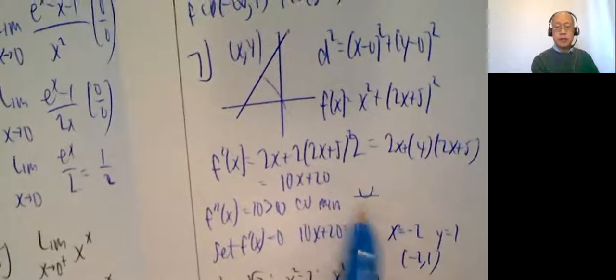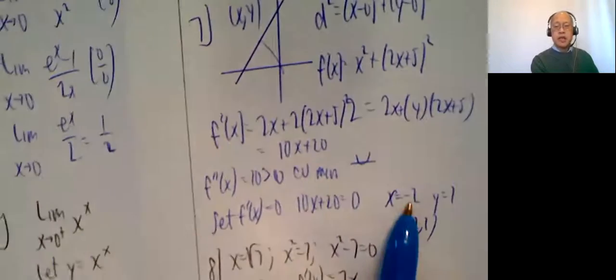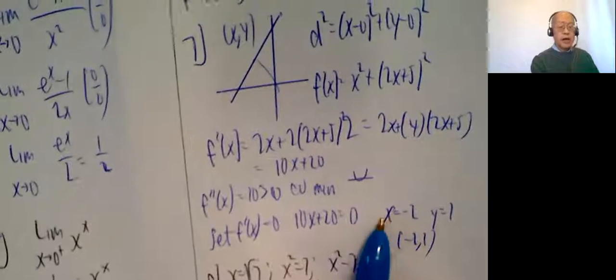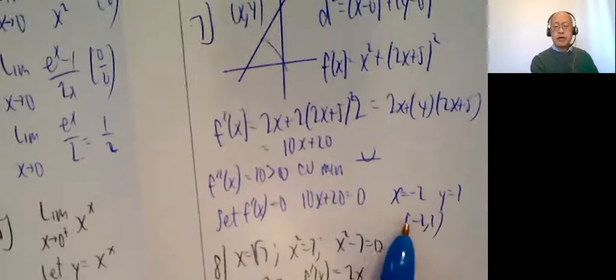Am I looking for a minimum? Yes. So set f prime of x equal to 0. 10x plus 20 equals 0. X is -2. Plug back into y equals 2x plus 5 and y is 1. So the ordered pair is (-2, 1).